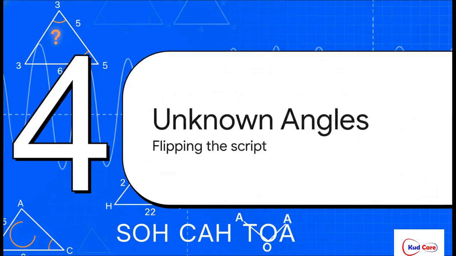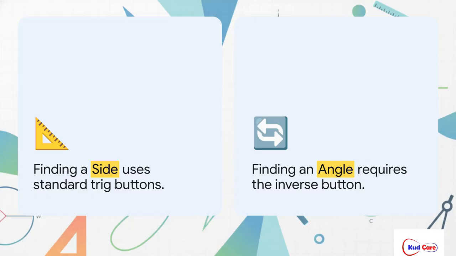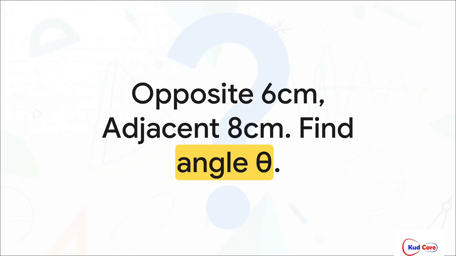Now for a really fun twist in section 4, finding the unknown angle. If you need to find an angle instead of a side, you have to shift into reverse gear. You can't just use the regular sin, cos, or tan buttons on your calculator. You actually have to use their inverse functions. This is absolutely crucial. When the unknown variable is the angle itself, look for the inverse button on your calculator. It usually has a little -1, like sine to the -1. Let's see that in action.